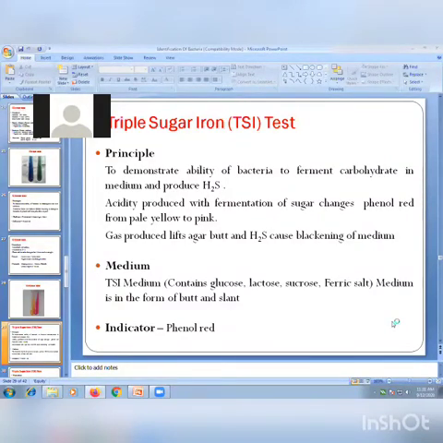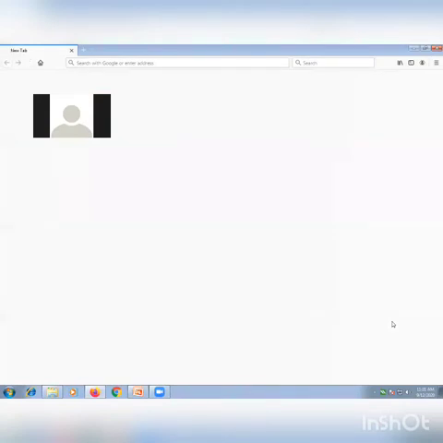Here, instead of using different tests and different media, a single medium is used. It is also called a transit media. In a single tube, different types of tests we are observing, for example, the fermentation of sugar, production of H2S gas, and the production of gas bubbles also.